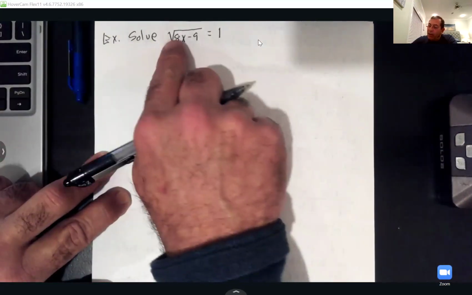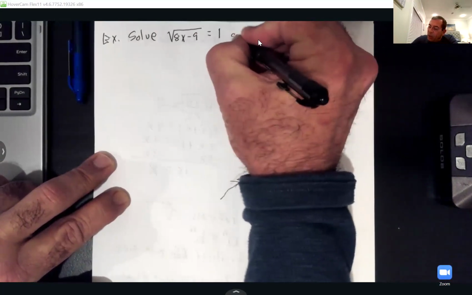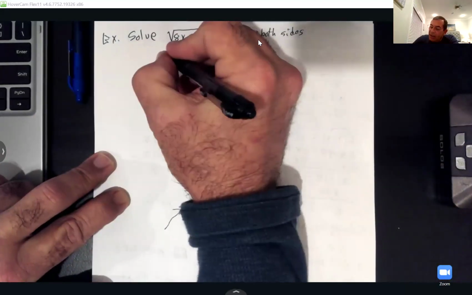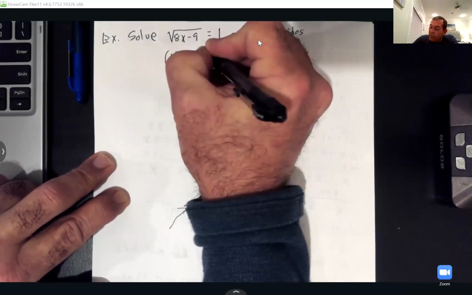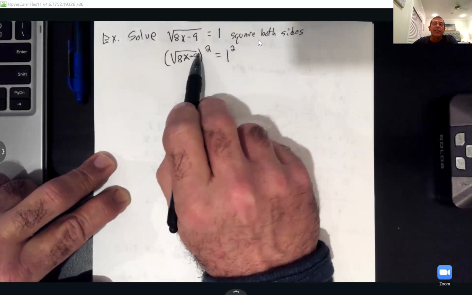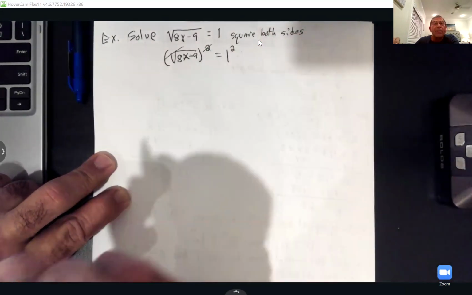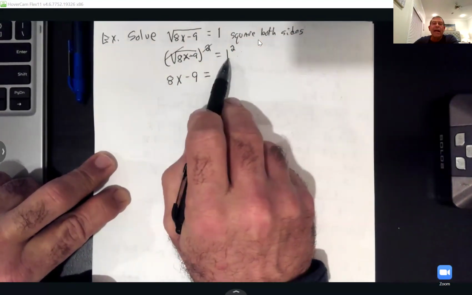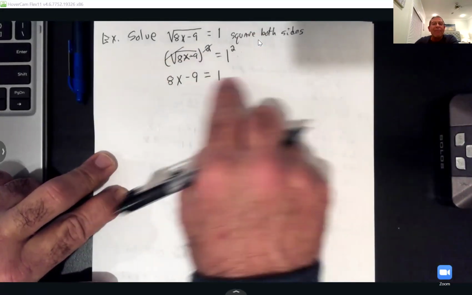So what we're going to do here, remember, that's a 2 in that notch. So we're going to come down here and square both sides. That means raise both sides to the second power. So I'm going to square the left side, and I have to square that 1 also, because remember, what I do to this side, I have to do to this side. Well, y'all, what happens now, this radical cancels with the exponent, leaving the 8x minus 9. And then on this side, 1 times 1 is 1. So look, by squaring both sides, we got rid of the radical.